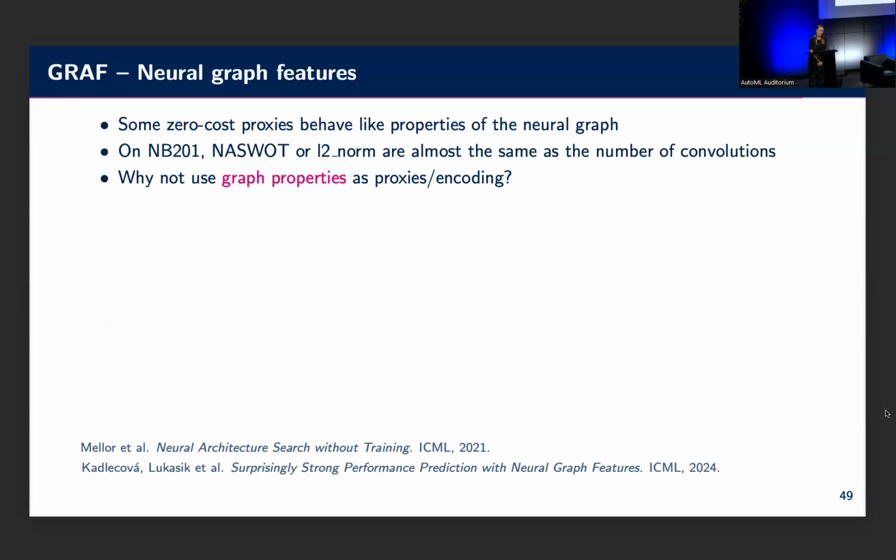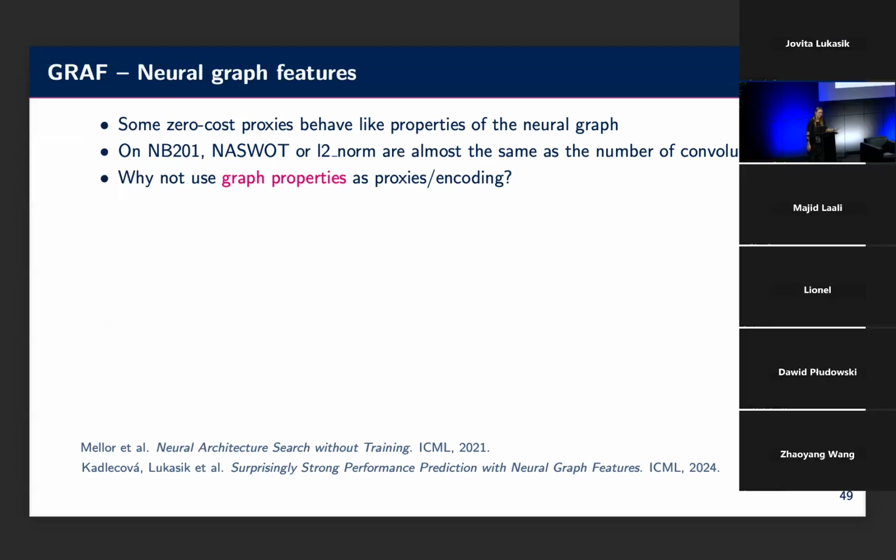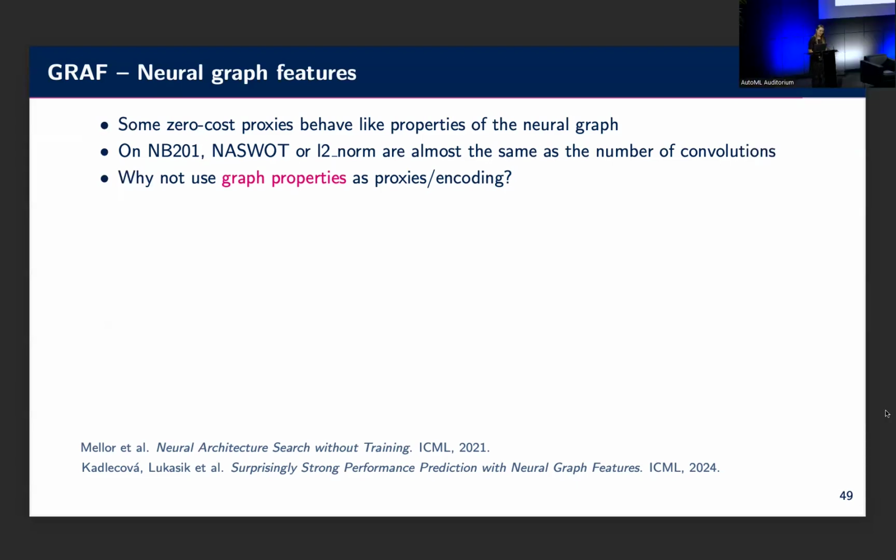So this is our recent work, and it's partially a criticism of zero-cost proxies, but it's also some new zero-cost proxies. And to be fair, the criticism doesn't apply to all search spaces, so it's another reason why we should look at something beyond NAS-Bench-201. Which you will see in the hands-on, some of the zero-cost proxies behave just like properties of the graph, namely the number of convolutions. On NAS-Bench-201, two of them are the same as the number of convolutions. People have not realized this, which means we should really analyze the zero-cost proxies better.